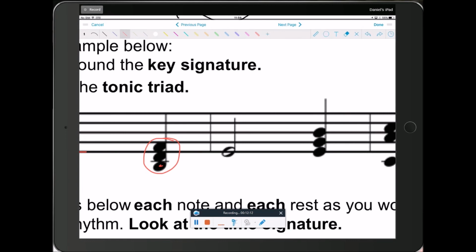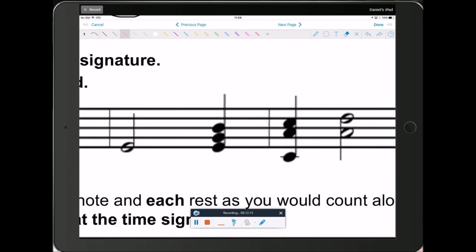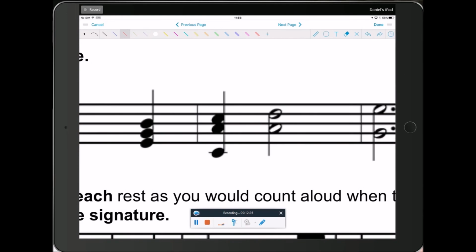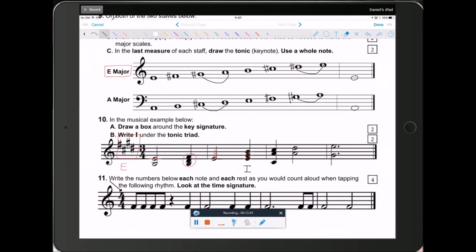Actually, none of these are E. Alright? Here, I have an E, but I don't have 2 more on top of it, so it's not a triad. It's not a chord. It's just a single note. Alright? Here, I do have an E at the bottom, and I have 3 more notes on top. So this is my tonic triad, or my E triad. So all I have to do is take my pencil and draw a 1 underneath it, just like that. And that should satisfy both criteria for this example. So, there you go.